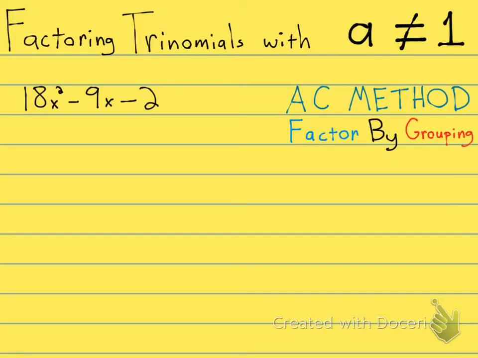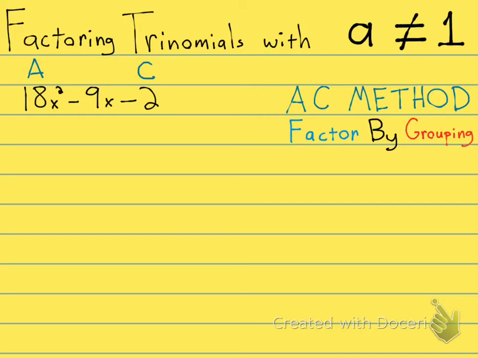Here's a problem that is factored by grouping, AC method. Notice the leading coefficient is 18, it is not 1. So if it's not 1, I'm going to use the AC method. And what does that mean? The A is 18 and the C is 2.